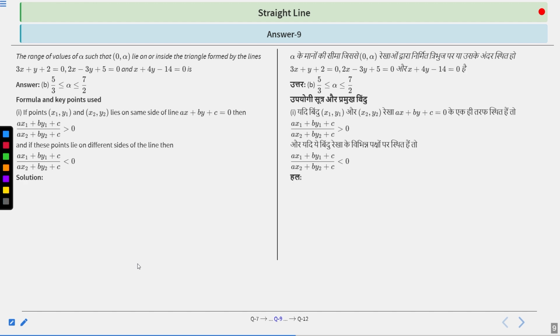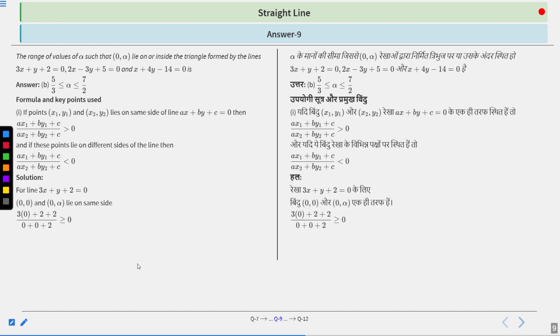So let's move to the solution part. For the line 3x plus y plus 2 equal to 0, (0, 0) and (0, alpha) will lie on the same side, right? (0, 0) and (0, alpha) will lie on the same side. So (3 into 0 plus 0 plus 2) upon (0 plus alpha plus 2) should be greater than or equal to 0.